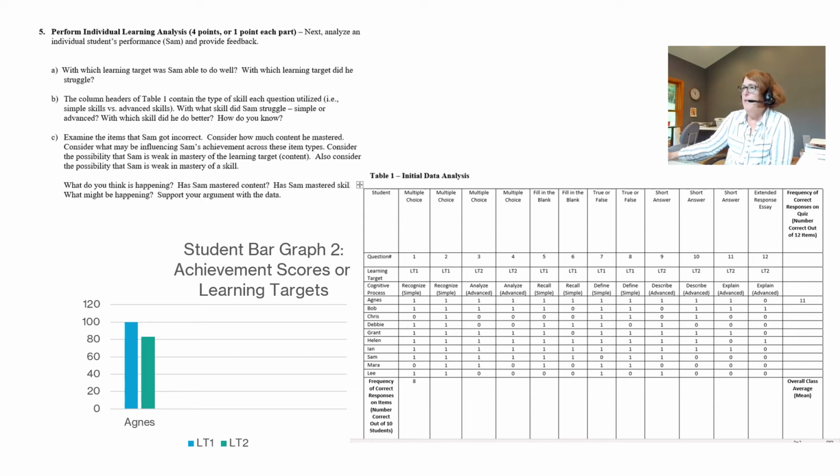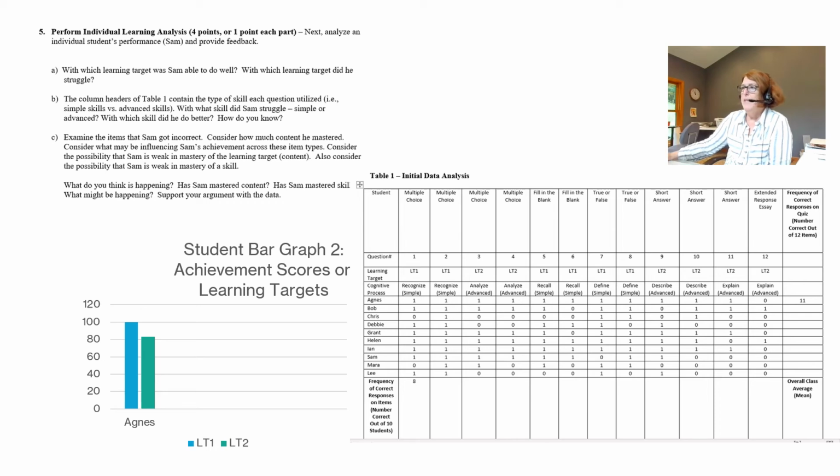I'm on B. With what skill did Sam struggle, simple or advanced? So you have to look at the scores that Sam got on each type of question. You might even want to average it out. Take the simple ones and average them out. Take the advanced ones and average them out. And then you'll know for sure whether he struggled with simple skills or advanced skills. And you could actually present the averages to defend that.